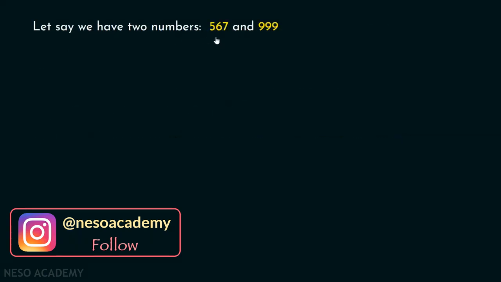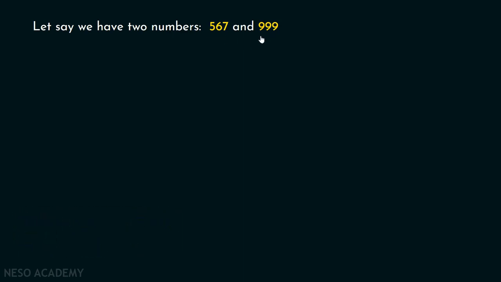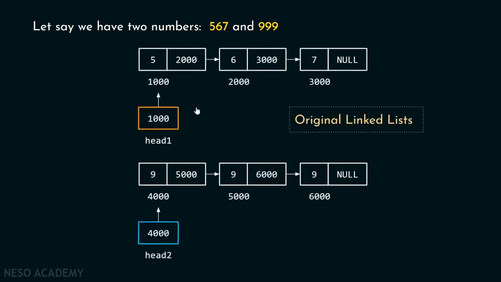Let's say we have two numbers 567 and 999, right? We have these two 3-digit numbers. Let me just represent these two numbers with the help of linked lists. You can see that these are the original linked lists representing 567 and 999. Currently, the head 1 pointer is pointing to the first node of this linked list and the head 2 pointer is pointing to the first node of this linked list.